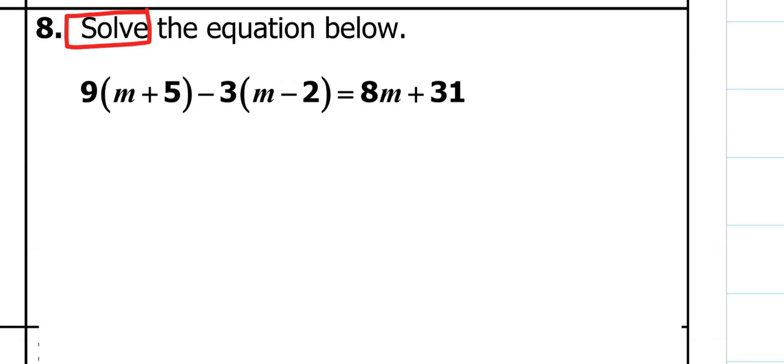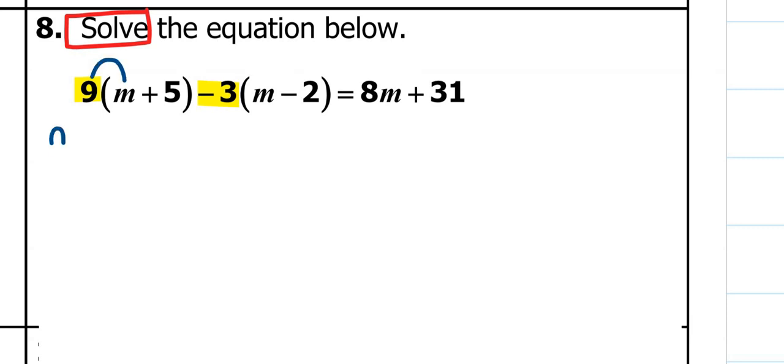Next, no exponents means we're moving on to multiplication and division. Since there are parentheses, I'm going to have to make sure I distribute whatever's in front of the parentheses so that I could free up what's inside. 9 is outside the first set of parentheses. Negative 3 is outside the second set of parentheses. I'm going to have to distribute these out.